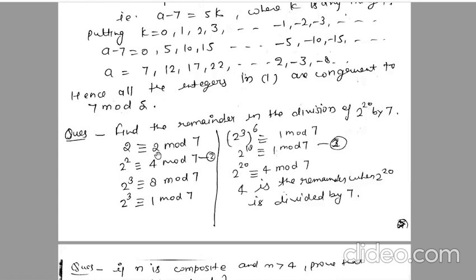So 2 is congruent to 2 modulo 7, then increase the power. So 2 square is congruent to 2 square modulo 7, 2 square value is 4. So 2 square is congruent to 4 modulo 7, right? 2 cube, again increase the power.